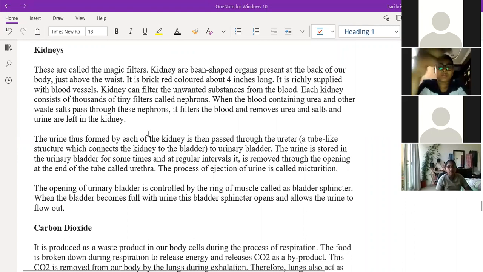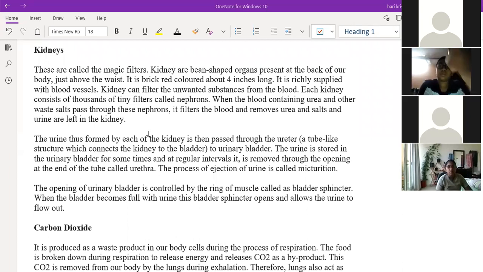These are called the magic filters. Kidneys are bean-shaped organs present at the back of our body, just above the waist. They are brick red in color, about 4 inches long. They are richly supplied with blood vessels. Kidneys can filter the unwanted substances from the blood. Each kidney consists of thousands of tiny filters called nephrons. When the blood containing urea and other waste salts passes through these nephrons, it filters the blood and removes urea and salts, and urine is left in the kidney.